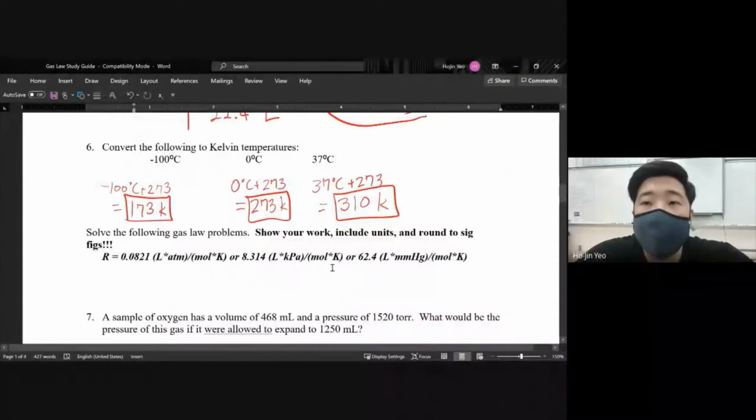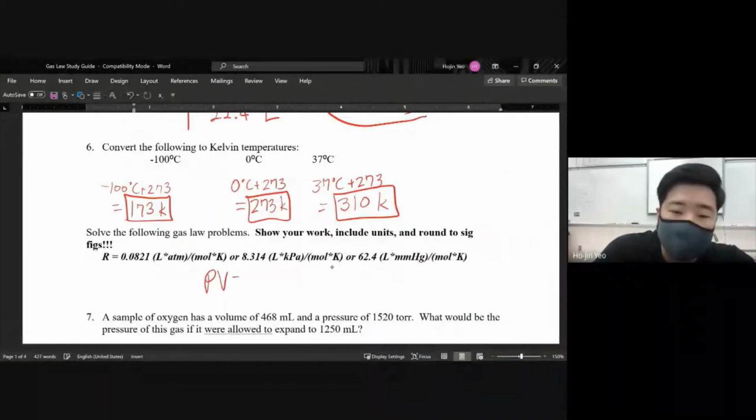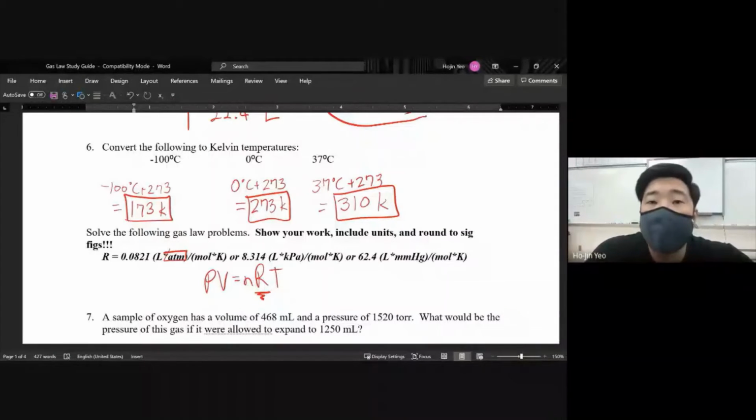Pretty simple. Now on the bottom are the list of R values from PV equals nRT, if you don't remember. The R values here are the following. Now make sure you remember this. For 0.0821, that's when you have the pressure in atm. For kPa, you will use 8.314. For mmHg, you will use 62.4. So keep that in mind when you're using the R value.